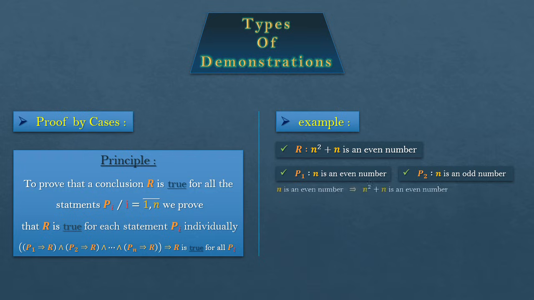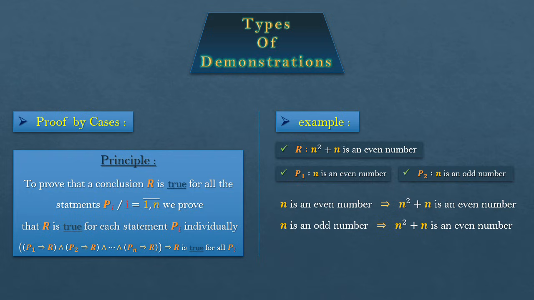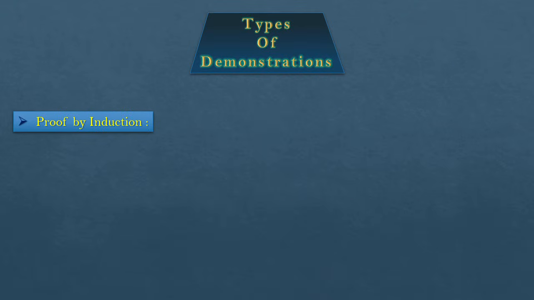And starting from the first statement, which says that n is an even number, we demonstrate that the square of n plus n is even. Then we consider the second case, according to which the number n would be odd, and we demonstrate that in this case too, the square of n plus n is an even number. So we would have demonstrated that P1 implies R and P2 implies R, which implies that our statement R is true whatever the value of the natural number n is. We will now move on to the sixth kind of demonstration.